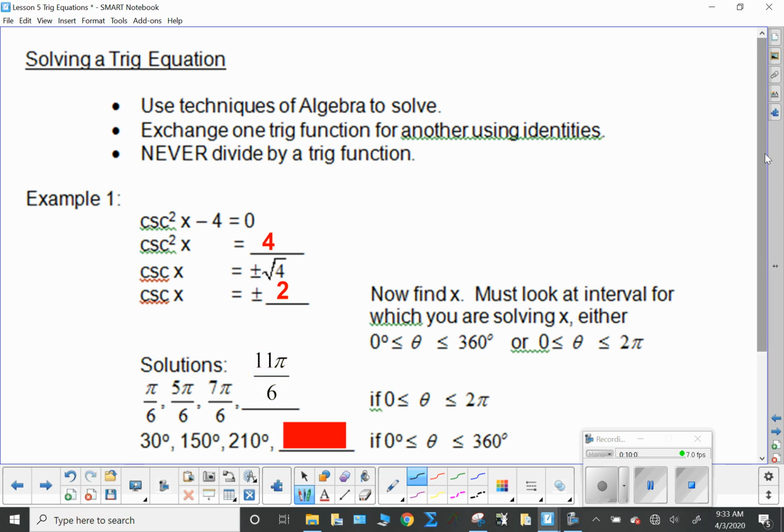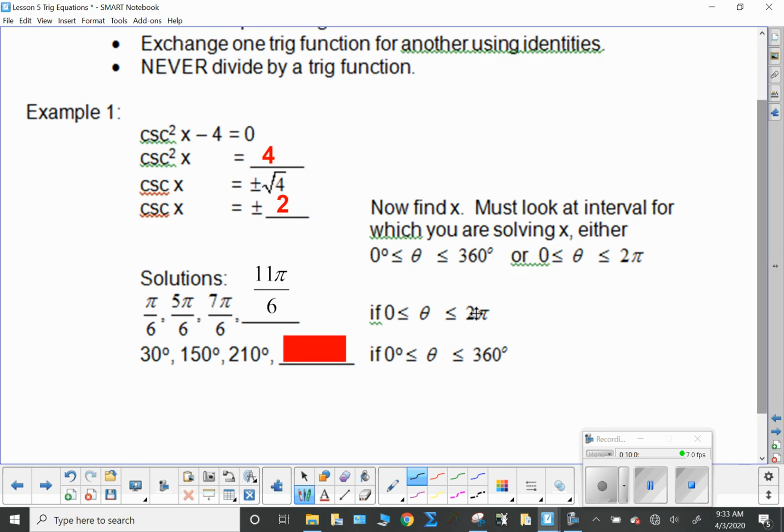Okay? Now, what if I wanted it with the 360? That's where I do the degrees. I'm not going to be asking you for degrees on your test. But notice, this is just using square roots.